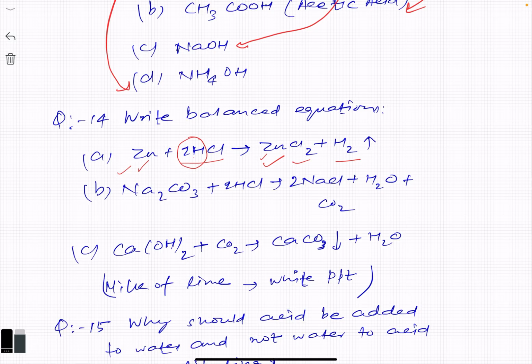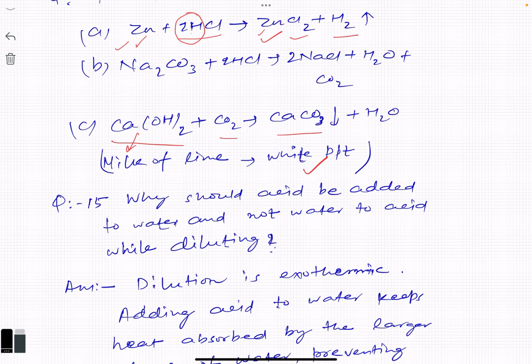Na2CO3 plus 2HCl gives 2NaCl plus H2O plus CO2. Ca(OH)2 plus CO2 gives CaCO3, which is a white precipitate that settles down, plus H2O. Ca(OH)2 is called milk of lime.